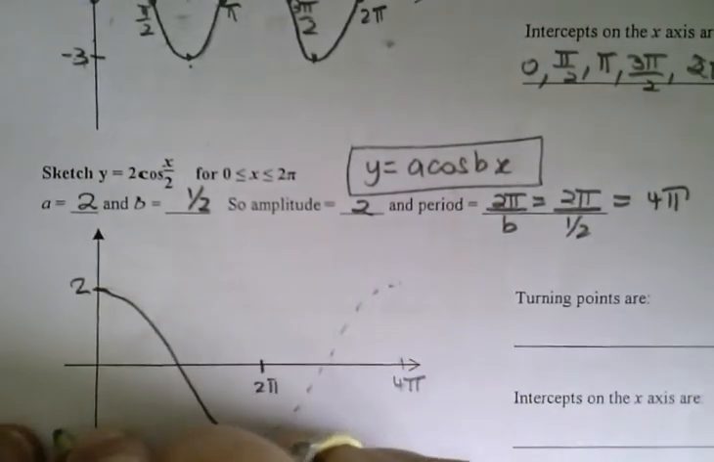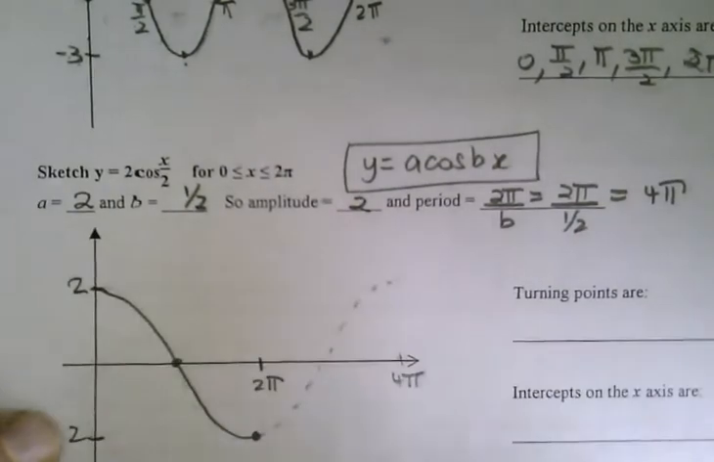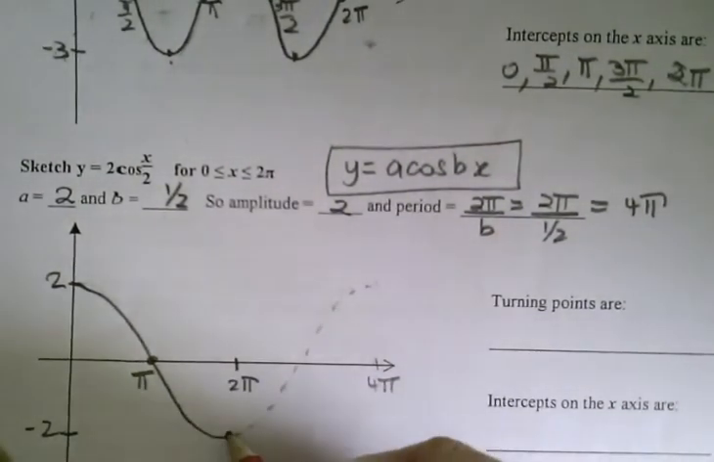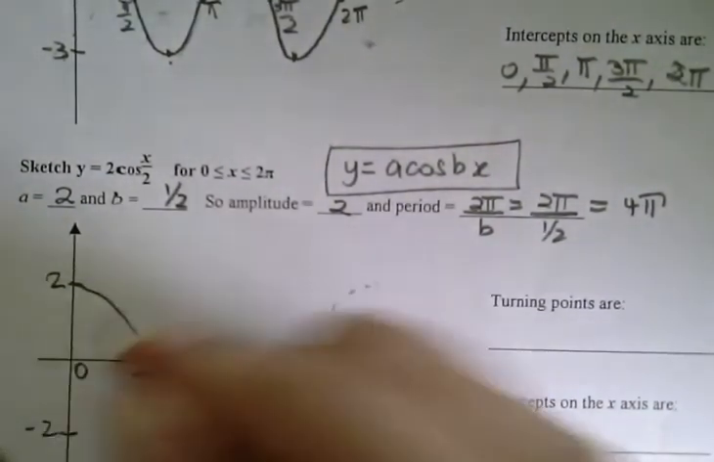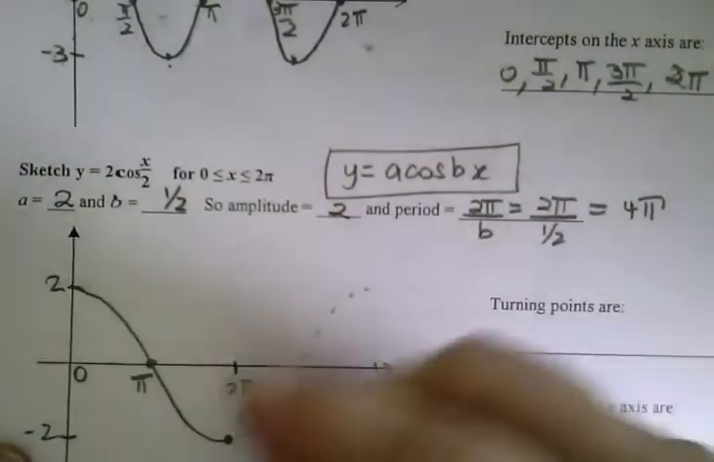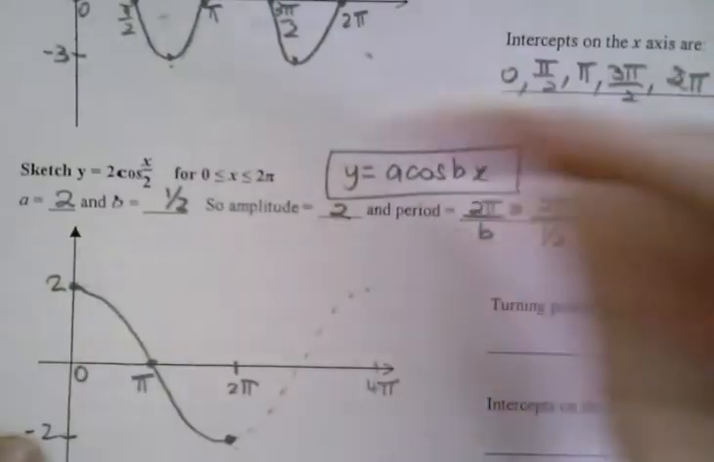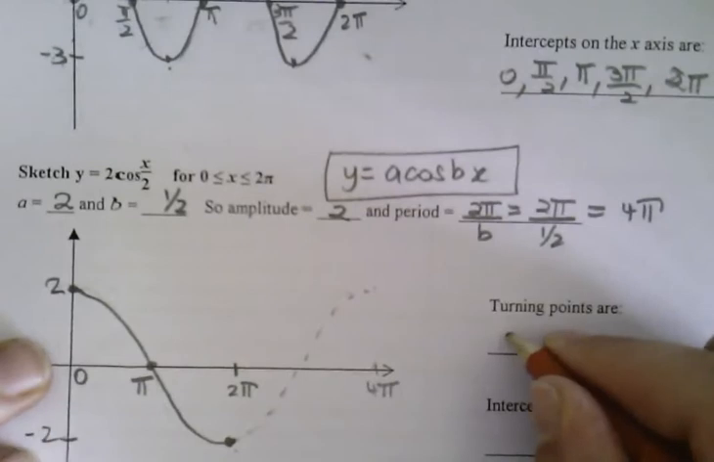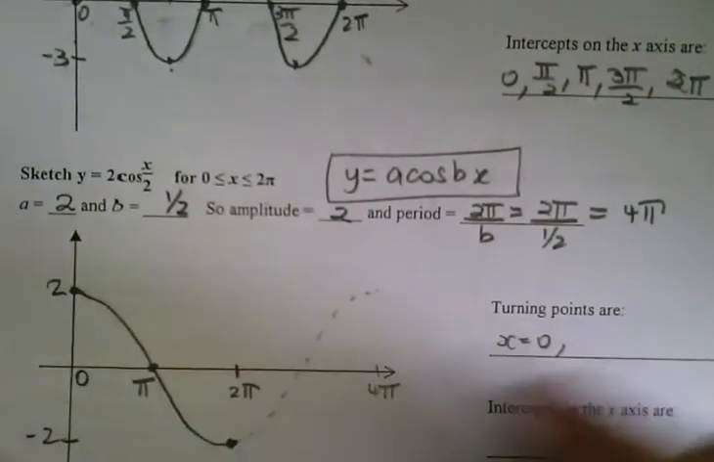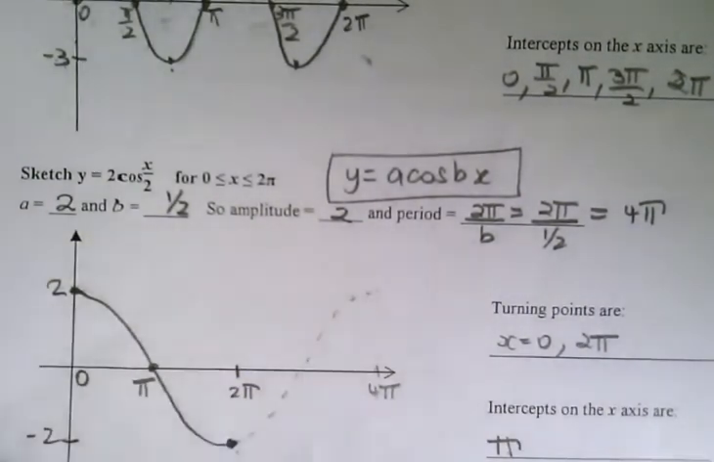2 and -2. So here, if this is 2 pi, this is pi. I'm only going from 0 to 2 pi because that's what they want. Make sure you finish right there. So the turning points are at where? X is 0, and where else do you have a turning point? At 2 pi, and your intercepts on the x-axis are just at pi.